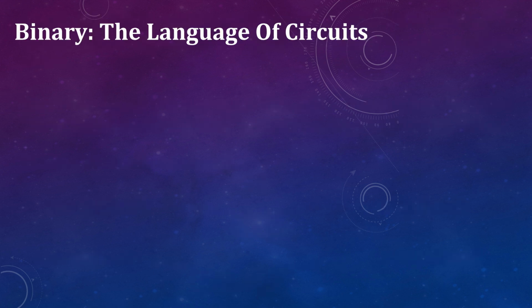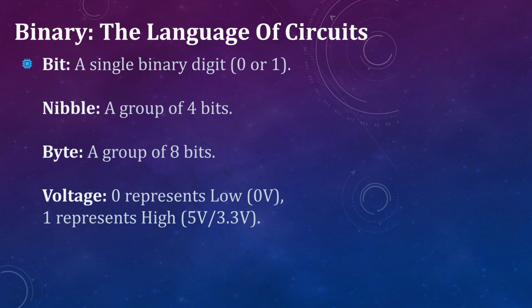Binary is the language of circuits. A bit is a single binary digit, 0 or 1. A nibble is a group of 4 bits. A byte is a group of 8 bits. In terms of voltage, 0 represents low, or 0 volts, and 1 represents high, typically 5 or 3.3 volts.